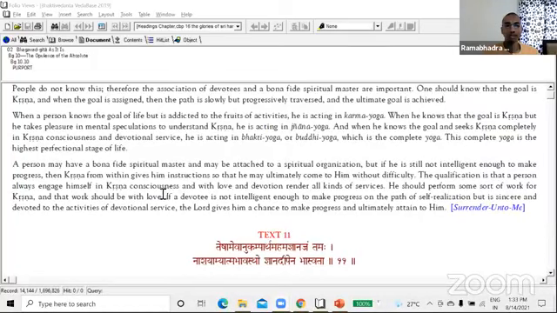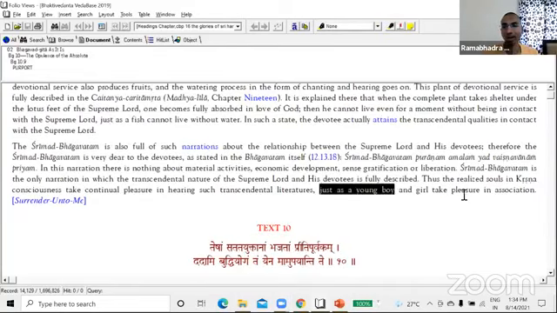in the Bhagavad Gita 10.10, Machitta Matgata Prana Bodhayanta Parasparam Katashchanta Mam Nityam Tushyanti Cha Ramanti Cha. In this purport, I will share the screen. Srila Prabhupada quotes Baladeva Vidyabhushana, who mentions that the realized souls in Krishna consciousness take continual pleasure in hearing such transcendental literatures, just as a young boy and girl take pleasure in association. So a transcendental realization of pure devotees is compared to the mundane platform of a young boy and a young girl.